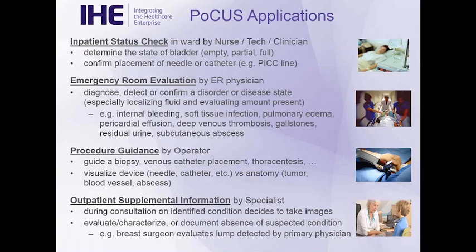I've seen a number of training courses on how to do a better job of it, how to use ultrasound more widely. And it's things like doing inpatient status checks, checking on the state of the bladder or the placement of a needle. We talked in the previous slide about ER evaluations for an enormous variety of things: internal bleeding, infections, edemas. There are a lot of things that ultrasound can be used for in the ER. Then procedure guidance: if you're doing a biopsy or other kinds of interventions, more and more frequently they're guiding those with ultrasound. And then there may be supplemental acquisitions. You may have been sent off to a specialist, to a breast surgeon for example, and they may do some initial imaging just as part of their normal workup.